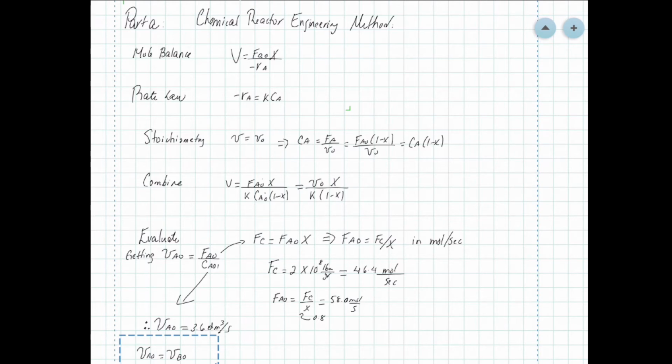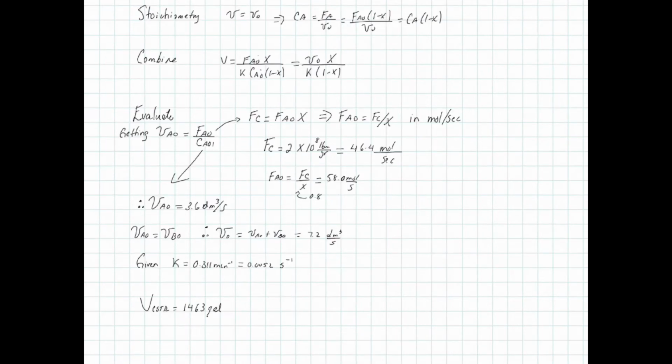That simplifies the problem, and that means that we can calculate the total initial volumetric flow rate as the addition of the volumetric flow rate for each species. If you plug the numbers in there, you get that the volumetric flow rate equals 7.2 decimeter cubed per second. Given that the specific rate was given as 0.311 1/minutes, we can convert that to seconds just to be consistent with the rest of the units. And then we can get our volume definition and substitute all the numbers.